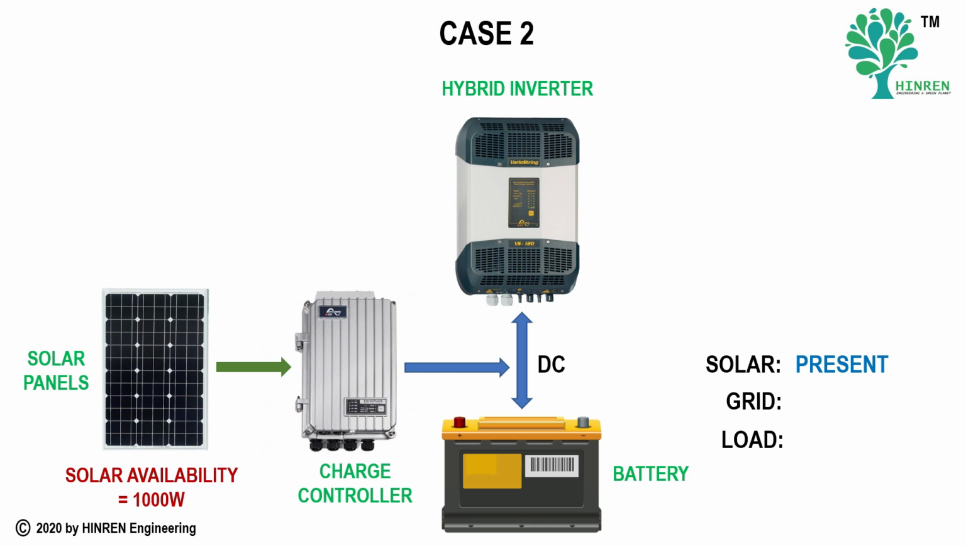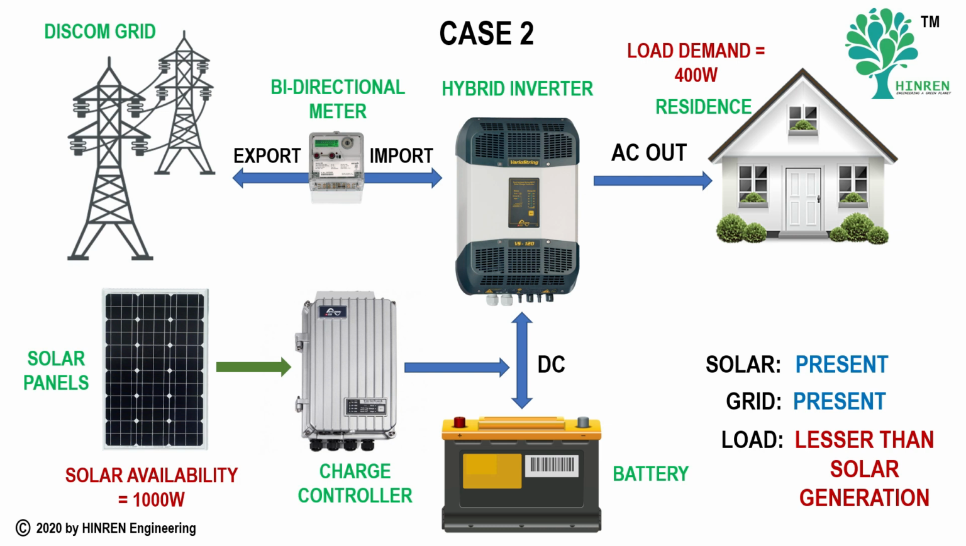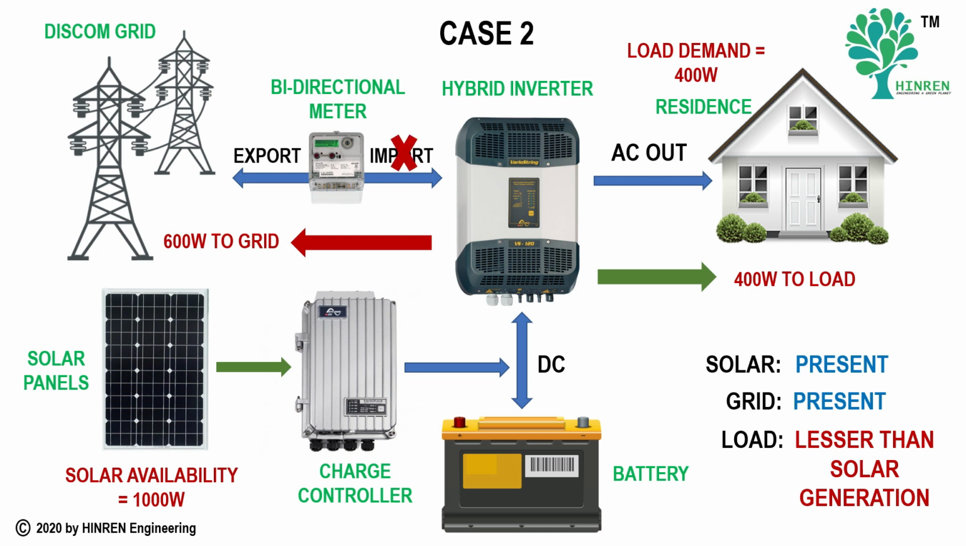Now we will come to case 2. In case 2, we have solar available. We also have the grid available. However, the load is lesser than the solar generation. As you can see, the load is 400 watts while the solar generation is 1000 watts. In this case, the 400 watts of load demand is met by the solar panels. That is, out of the 1000 watts, 400 watts goes to the loads and the remaining 600 watts gets exported to the power utility grid. In this case, there is no import of energy from the utility grid. However, about 600 watts of energy gets exported to the power utility grid.